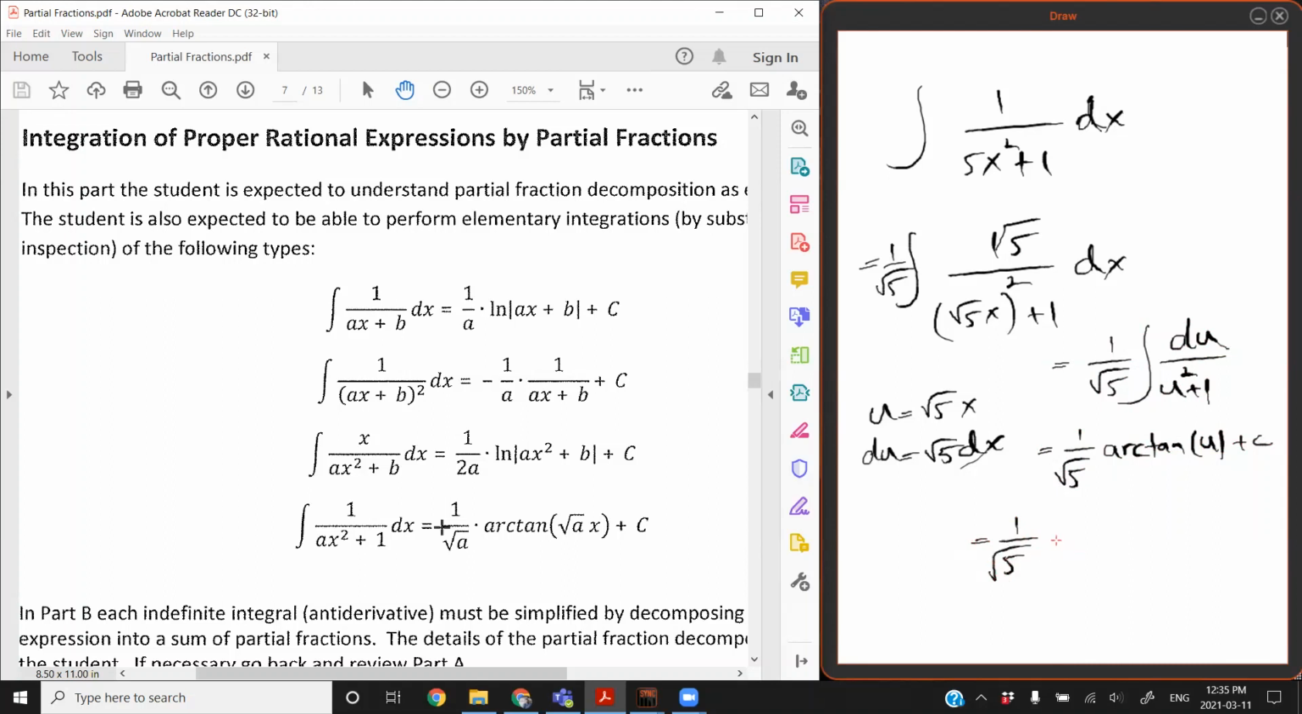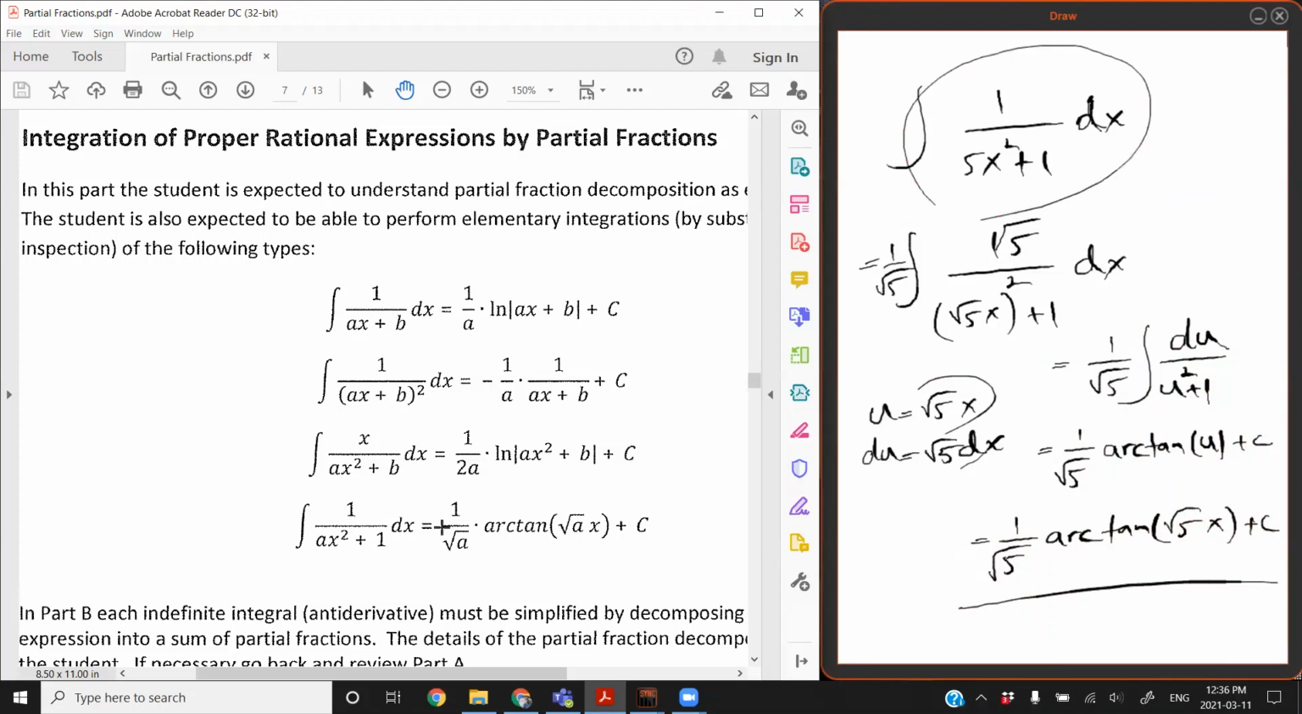So last step, replace u with whatever u is in terms of x. So if one of your partial fractions has this form, you will use this substitution.